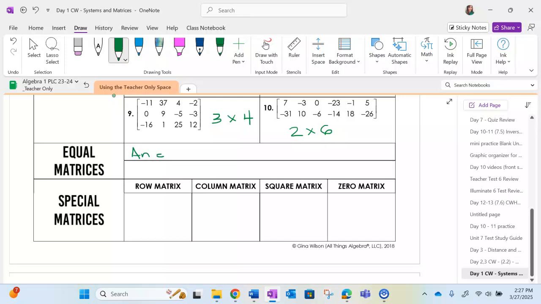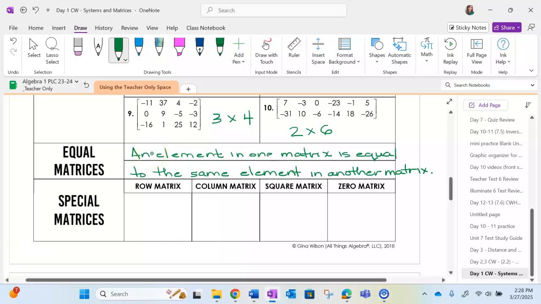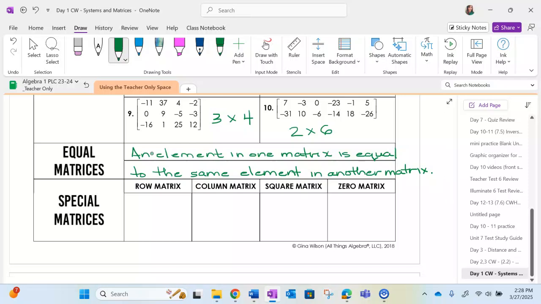All right, going through this, equal matrices. Remember elements are each individual piece of a matrix. I'm going to pause this and I'm going to write it and then you can copy it. An element in one matrix is equal to the same element in another matrix. When we get to stuff about this, I'll be more specific.